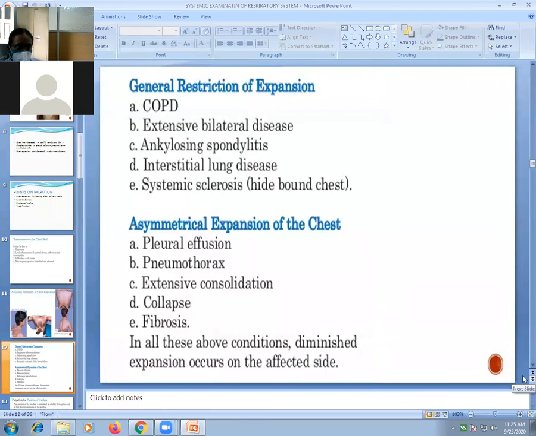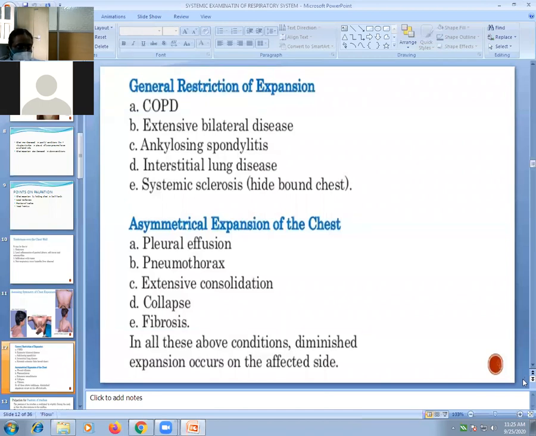So these are the causes of restricted expansion of chest: general restriction and restriction on the affected or diseased side. General restriction is very common in COPD patients and in extensive bilateral lung disease. Asymmetrical expansion is seen in pleural effusion. If there is pleural effusion on the right side, chest expansion is decreased on the right side. If there is pleural effusion on the left side, chest expansion decreases on the left side. So the chest expansion will be decreased on the affected or diseased side.